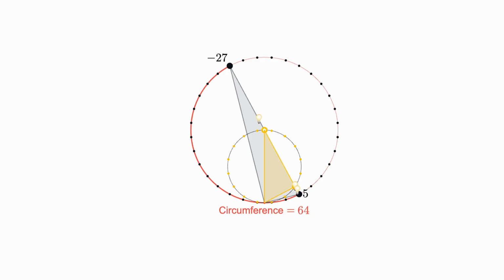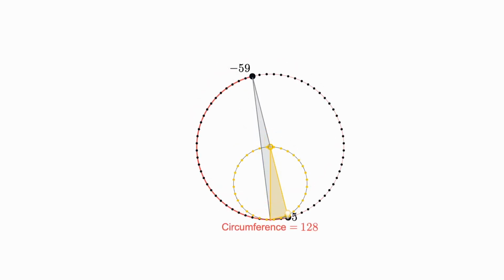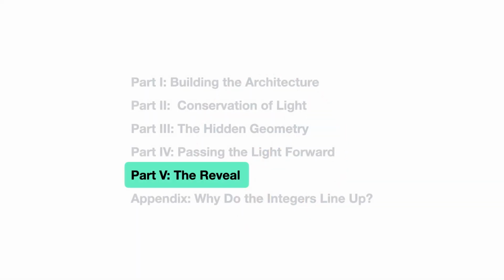It keeps the light appropriate for its new distance and passes the rest forward, first to minus 27 and then to minus 59. Only the labels change. The geometry remains the same. The same local transfer applies to every odd light.